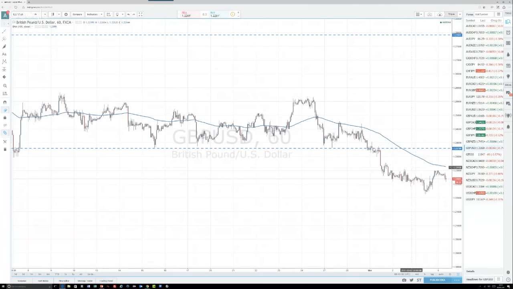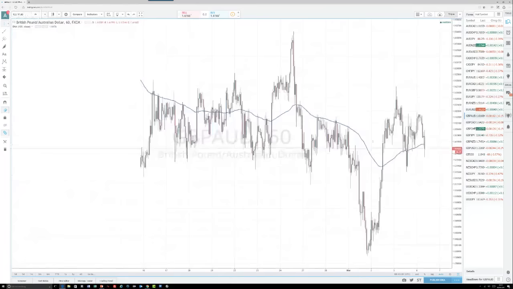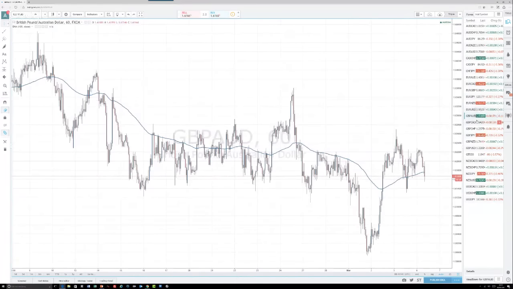But right now, bias is definitely short. Definitely think this is going to go lower. In terms of taking a trade right now, there's nothing really on for us, I am afraid.